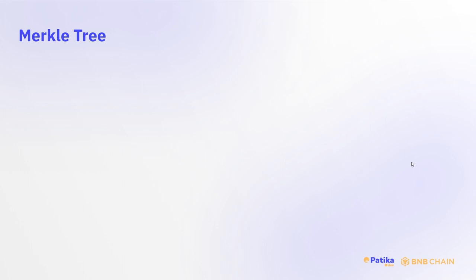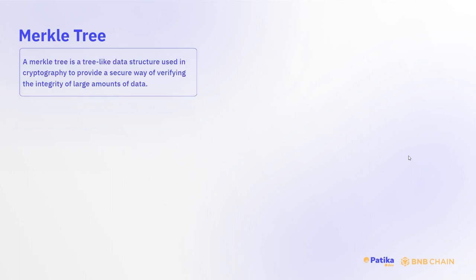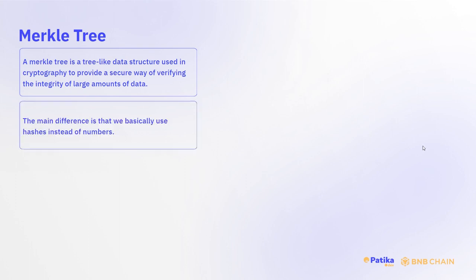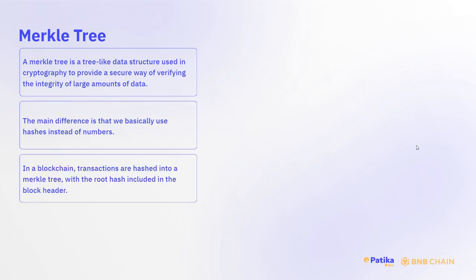All right, okay, let us understand the Merkle tree. A Merkle tree is a tree-like data structure using cryptography to provide a secure way of verifying the integrity of large amounts of data. The main difference is that we basically use hashes instead of numbers. In a blockchain, transactions are hashed into a Merkle tree with the root hash included in the block header.